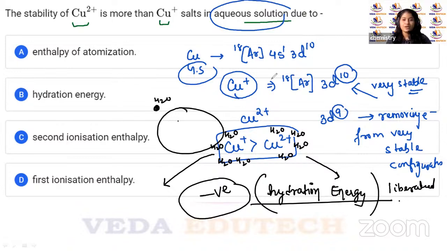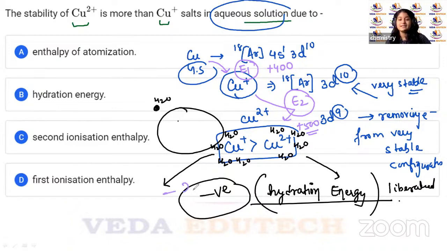Now, when you removed an electron from Cu to Cu+, the ionization enthalpy was E1. When you went from Cu+ to Cu2+, the ionization enthalpy was E2, right? Suppose you invested 400 kcal of energy here and 500 kcal of energy here, and here you got minus 2000 kcal of energy. Now you see, children, we used so much energy here. So say this one is 900. Then also you see how much energy is liberated.